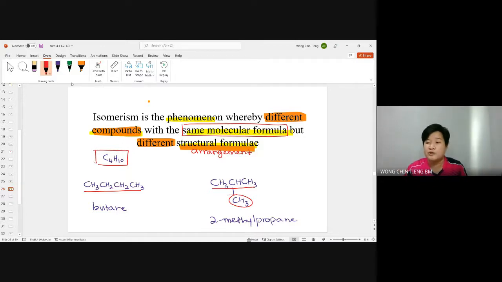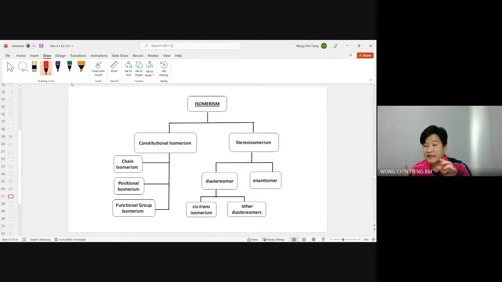It's a moment that you need to think. Kamu kena fikir, how do we arrange? Macam mana saya boleh susun untuk dapat different compound? Okay? So, kena fikir yang tu. Kena susun sekarang. Isomerism ada 2 jenis. 1, constitutional isomerism yang saya sepatutnya nak masuk hari ni. And then 1 lagi, stereo isomerism.